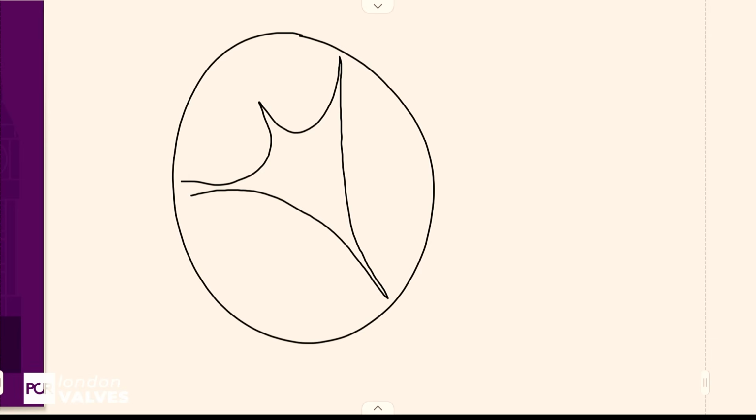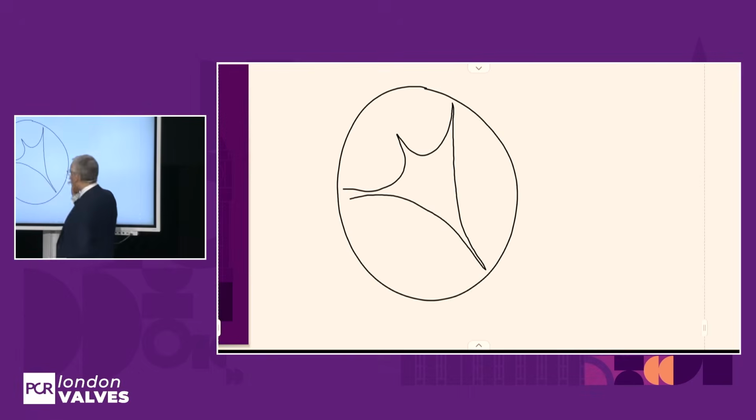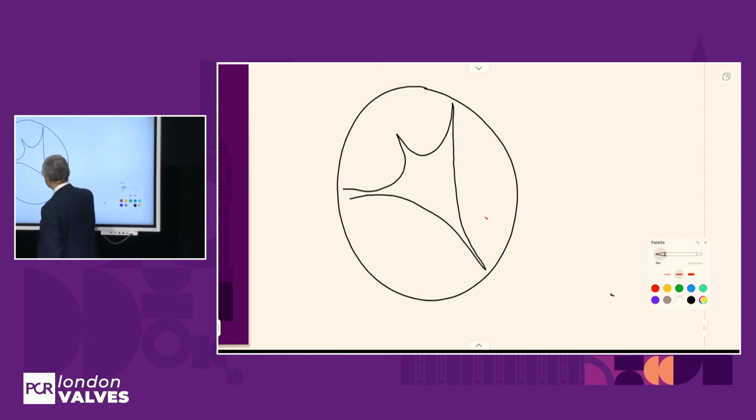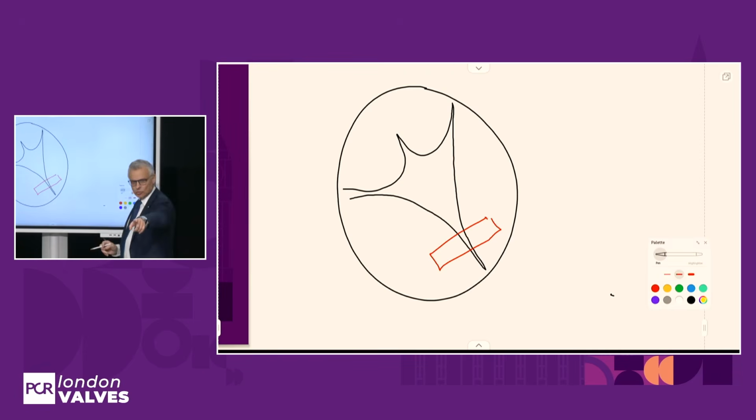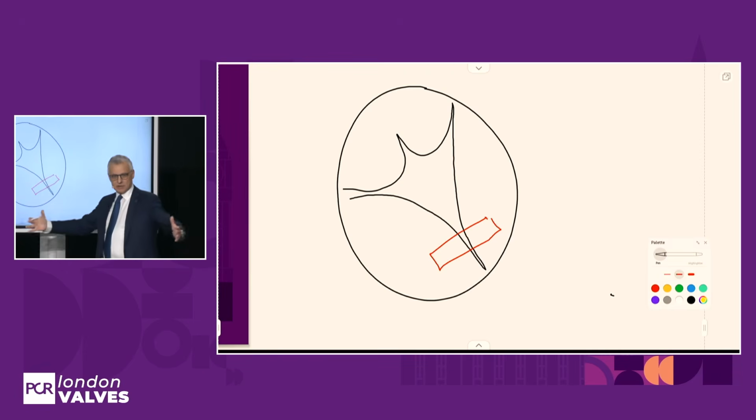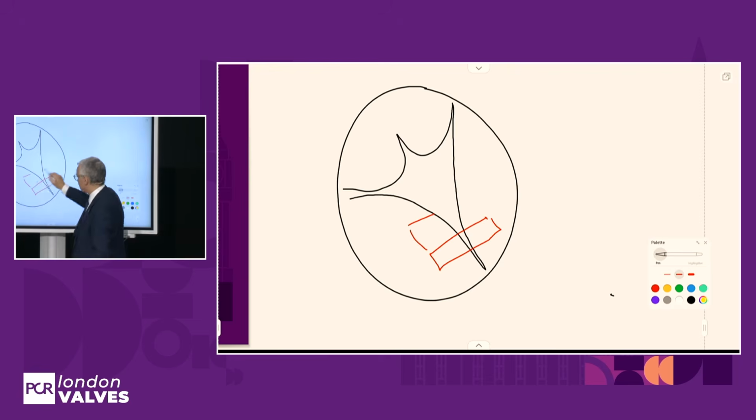In the secondary TR, one option is, as Erwin told us, with a very large coaptation gap, start in the commissure, bring the leaflets together, and go zipping. Usually two clips.